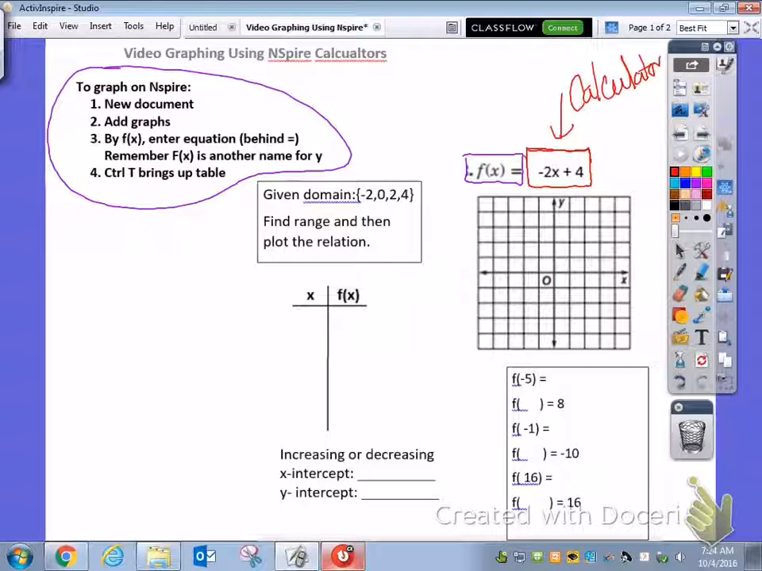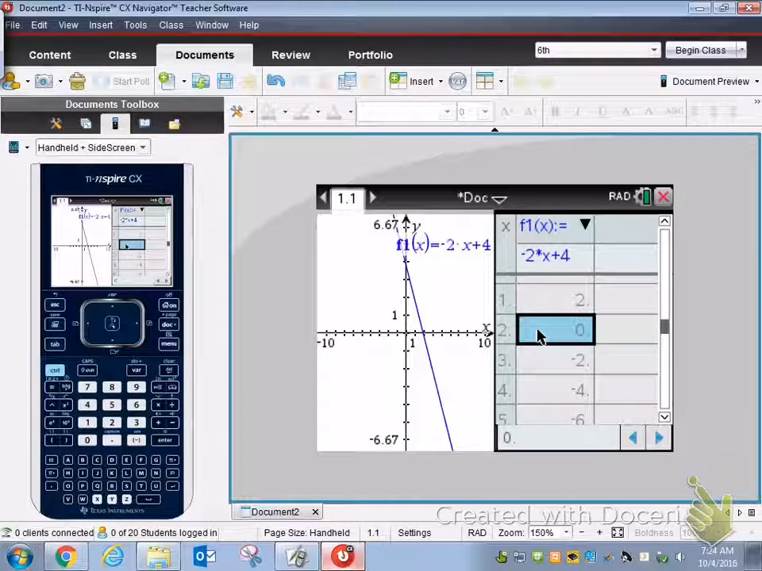Given the domain, now remember, domain is the x column. So I'm going to plug these numbers in for x: -2, 0, 2, and 4. And I want to find the range. And I'm going to plot the points. So I'm going to go to my table. The first one that I have was -2, so I'm going to scroll up.